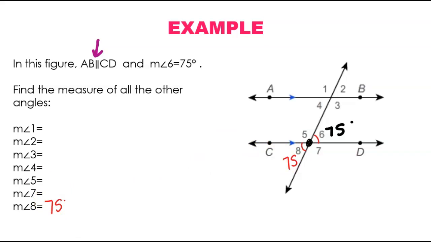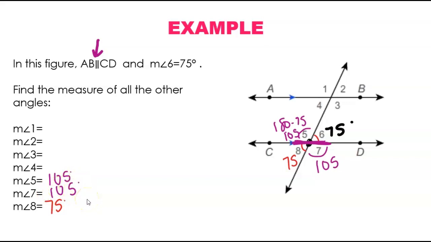Remember also we talked about at the beginning how when two angles form a straight line, they add up to 180 degrees. So to find angle 5, we would say 180 minus 75. So 180 minus 75 would get us 105. So that means angle 5 is 105. And remember, angle 5 and angle 7 would be vertical, so therefore they are congruent. So angle 7 is 105.